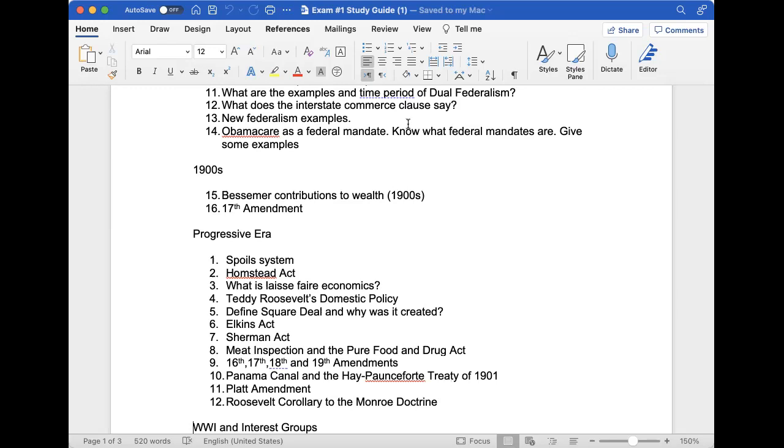Know what the Homestead Act is? The Homestead Act granted people a lot of land. Obviously, there were people that were already occupying that land. So that's another one of the violations of civil liberties in our history.